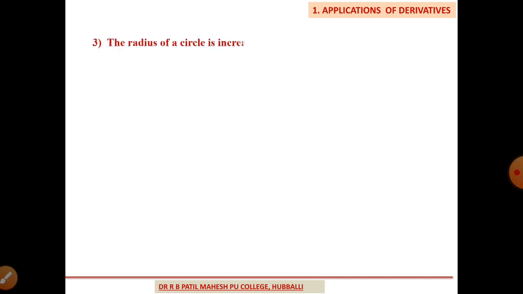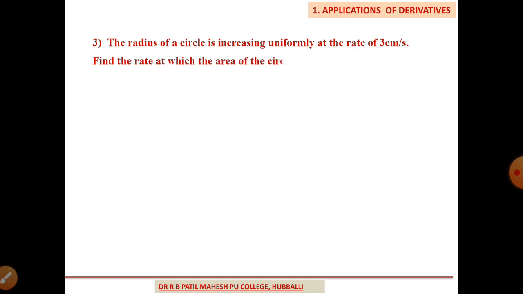Next, example number 3. The radius of a circle is increasing uniformly at the rate of 3 centimeter per second. Find the rate at which the area of the circle is increasing when the radius is 10 centimeter. So by using that first given term, you have to find out the change in the area of the circle when the radius is 10 centimeter.